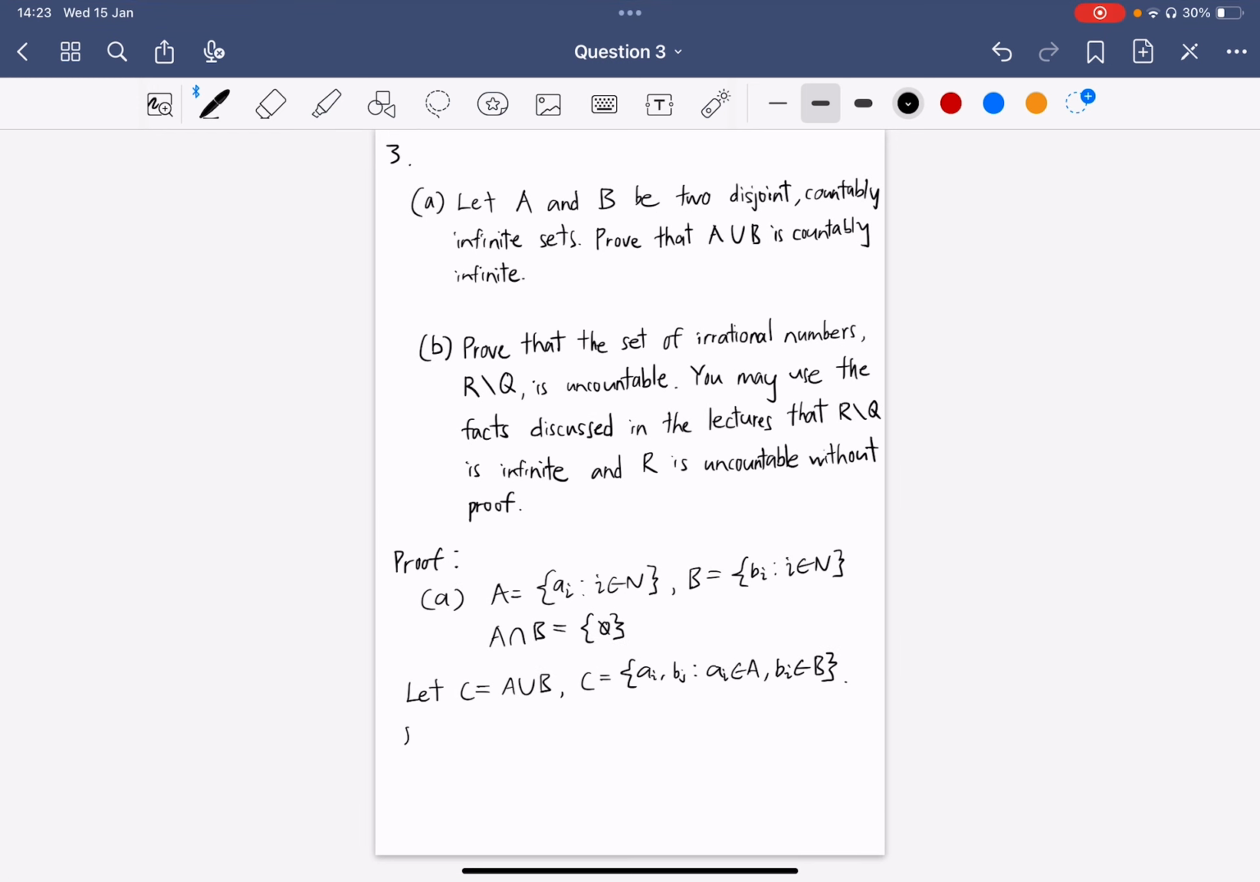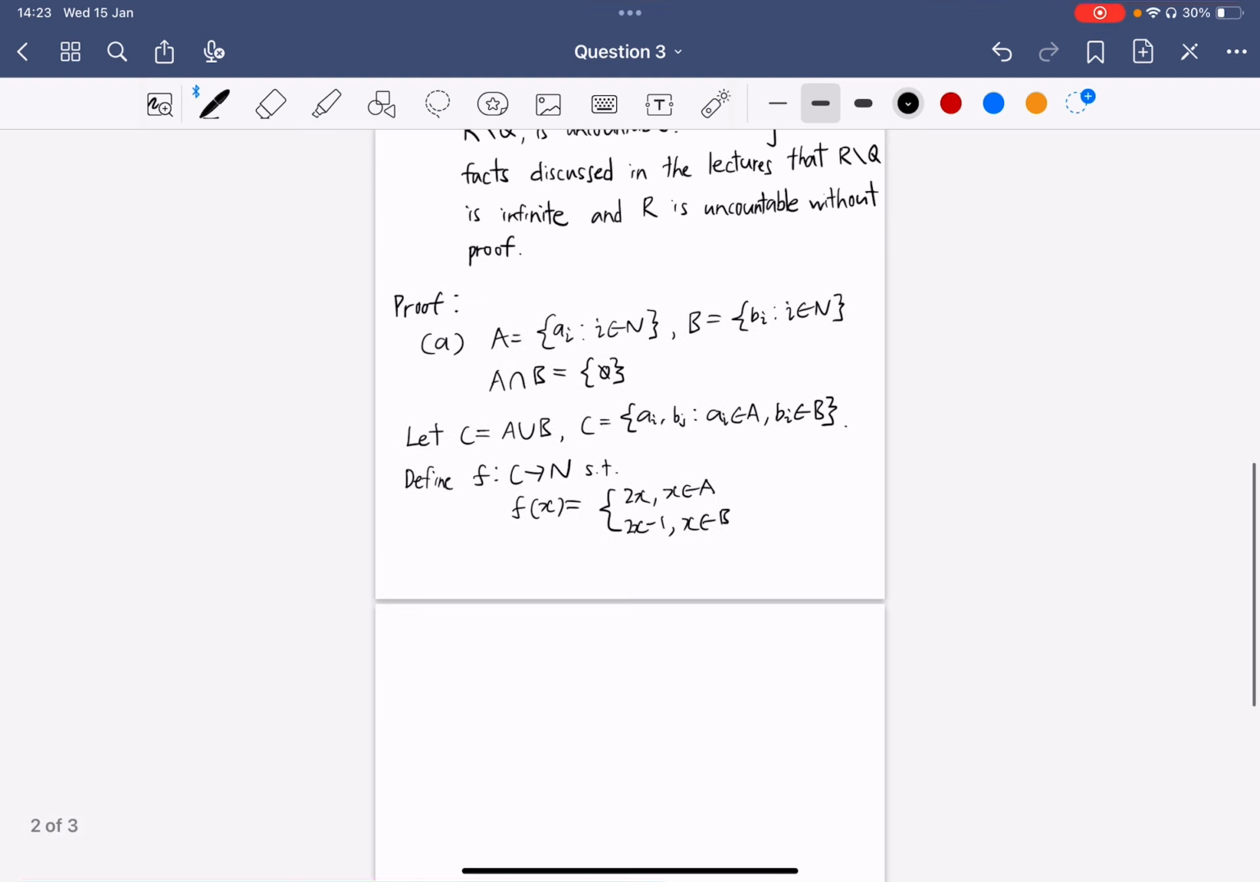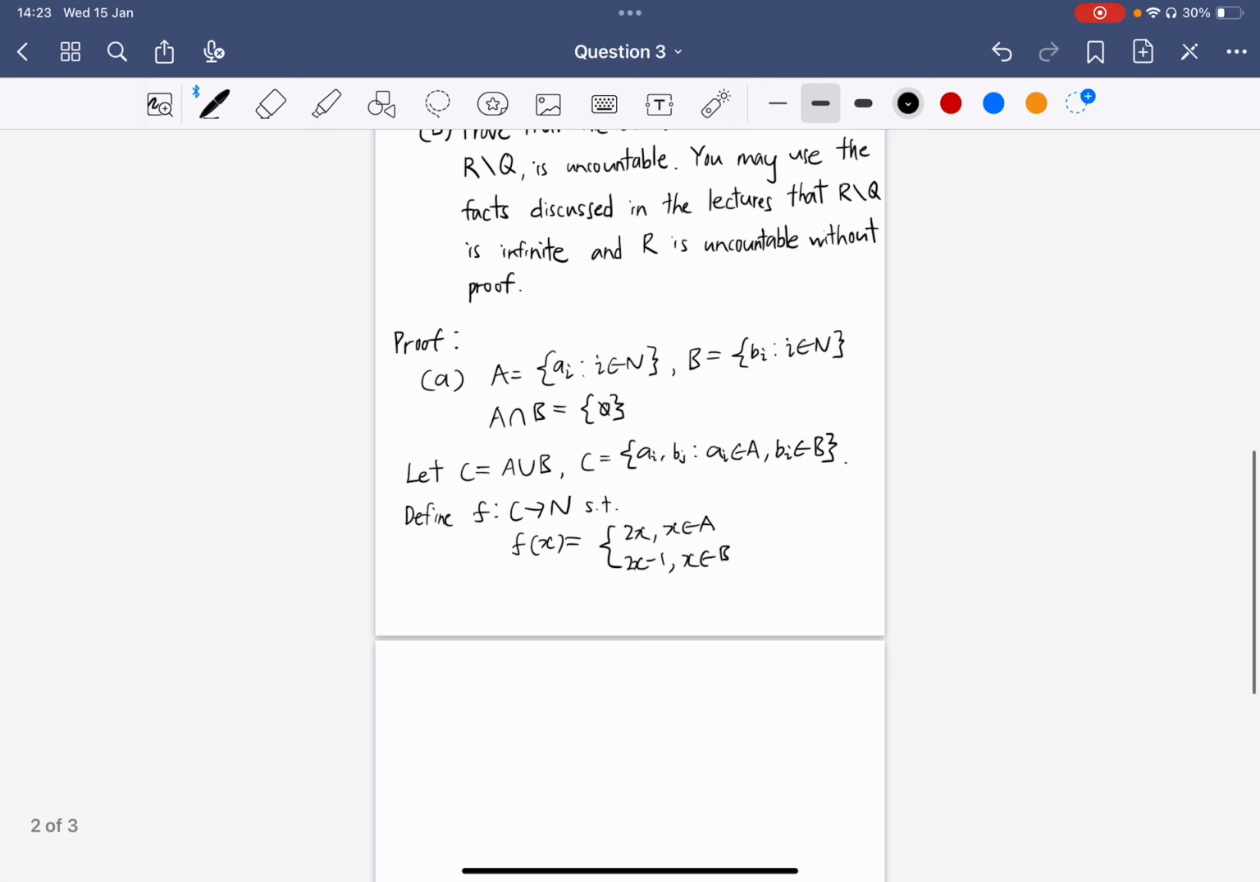Right? And then we define a function f that maps C to the set of natural numbers such that f of x would be equivalent to the even natural numbers if x is from the set A, and f of x would be equivalent to odd natural numbers if x is from the set B, right?